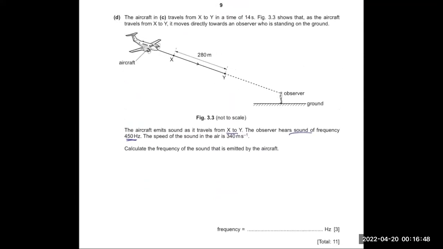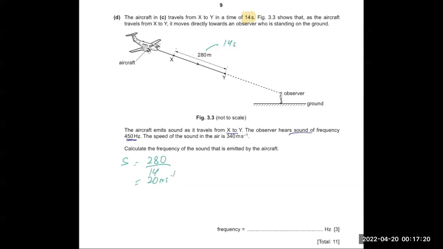The speed of sound in air is 340 meters per second. Calculate the frequency of the sound emitted by the aircraft. So there are a few things here. They've given you this value of time, 14 seconds. So it covers a total distance of 280 meters in 14 seconds. What can we find out using distance and time? We can find out the speed. The speed is distance upon time, 280 upon 14, which is equal to 20 meters per second.